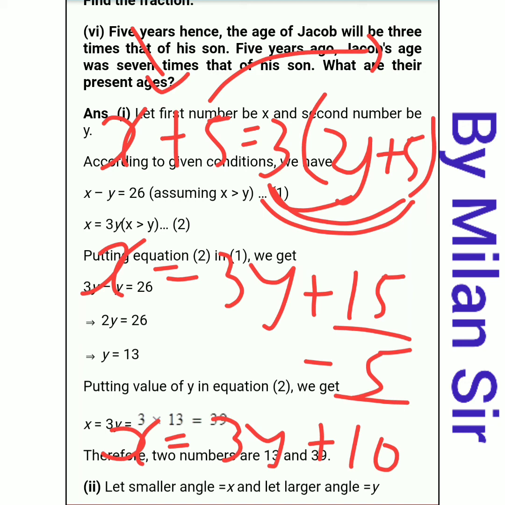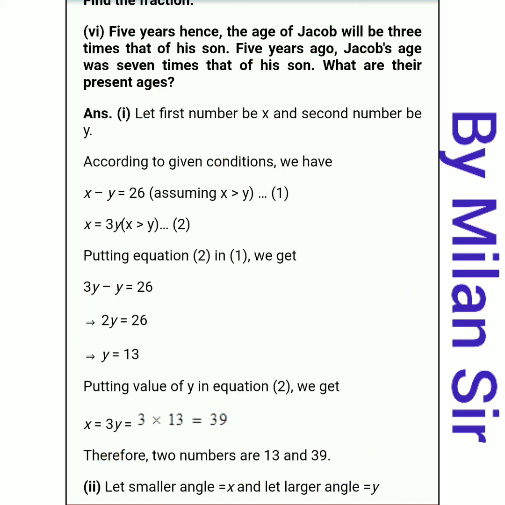Now what I need to do is form the second equation, and in that I need to put the value of x, that means 3y plus 10, into equation number 2. So first of all we need to form our second equation. Now how can we get our second equation? Just read this line. Now 5 years ago, if my present age is 25, then 5 years ago my age is 20, right?